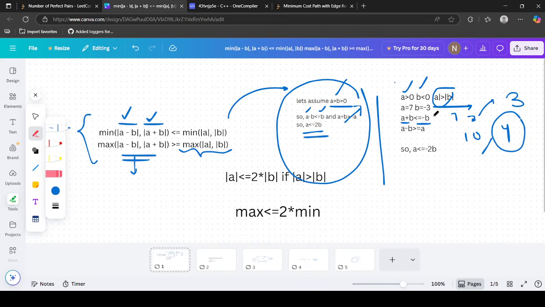So a plus b is less than or equal to minus b. And the second condition is a minus b greater than or equal to a. So the second is always true. And the first one is a is less than or equal to minus 2b. So from this, these two are the equations formed.